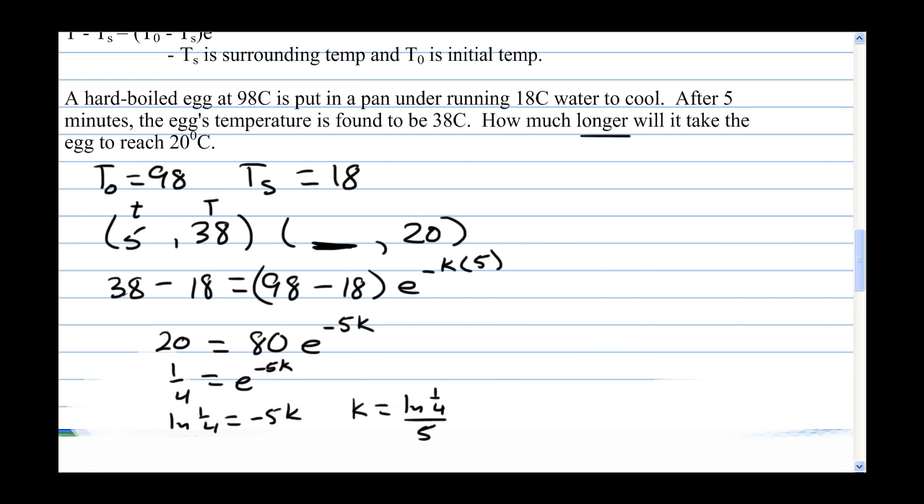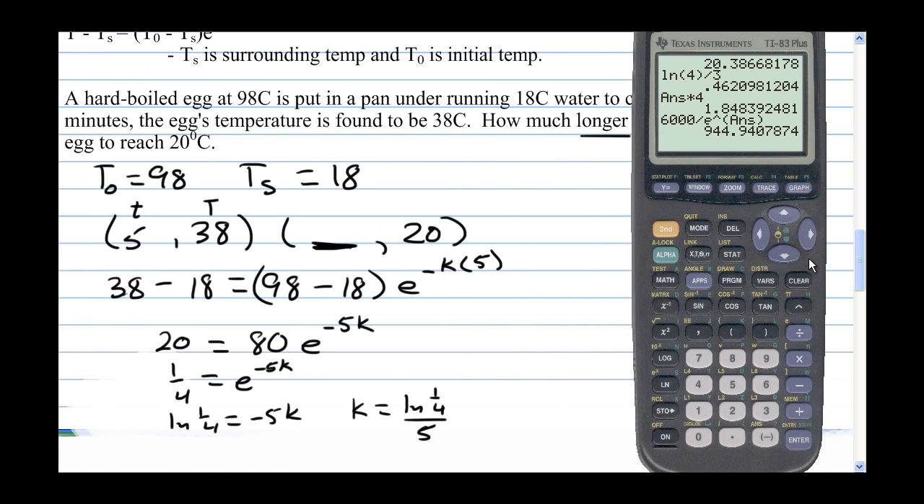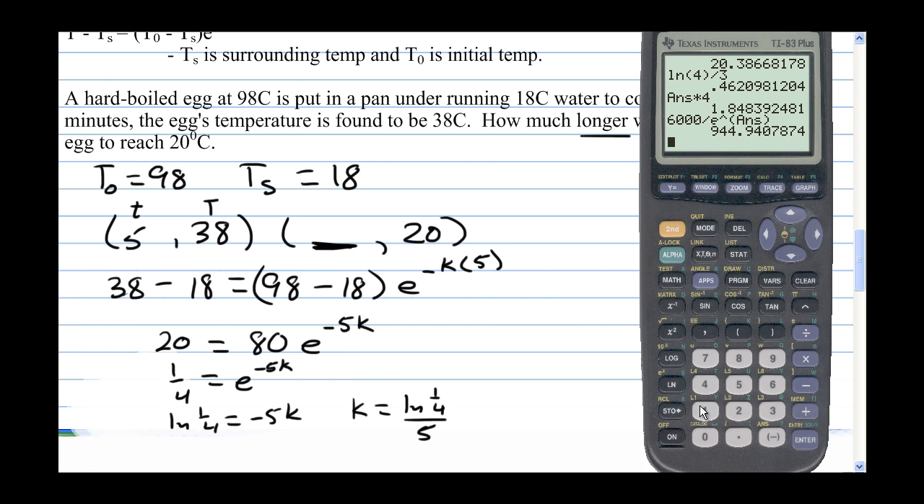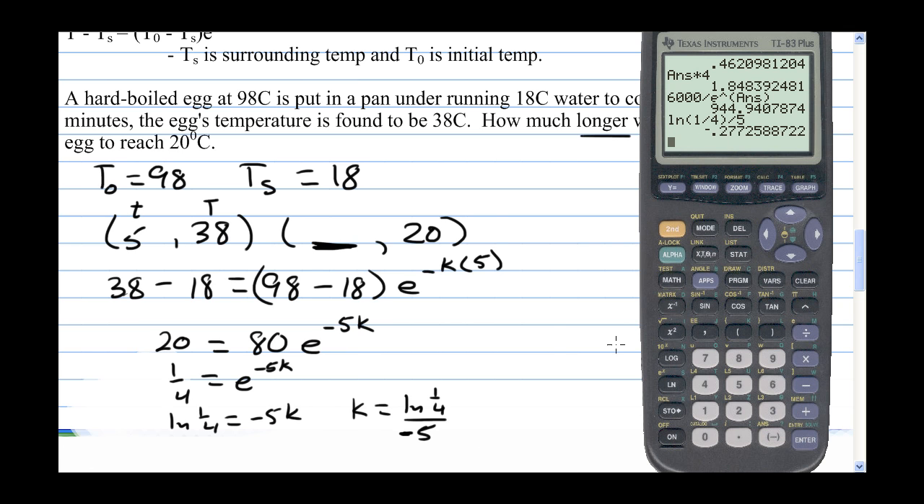Now, I'll write down the rounded answer, but of course, we want to avoid using rounded answers if we can help it. So we have natural log of 1/4 divided by 5. Enter. So negative 0.277. Oh, and if I divide by negative 5 instead of 5, that will give me a positive answer for k, but it's still a negative 0.277 when I plug it in. So now we have a value for k.